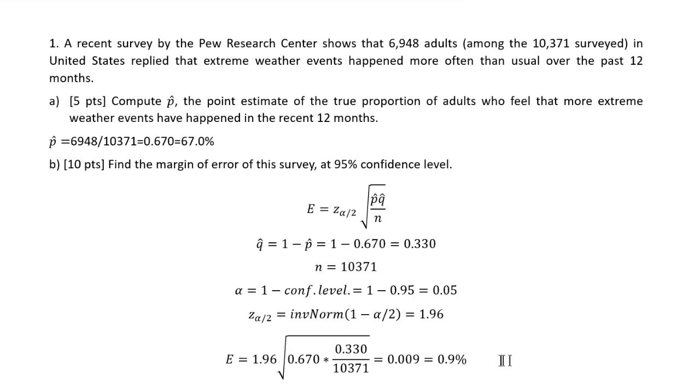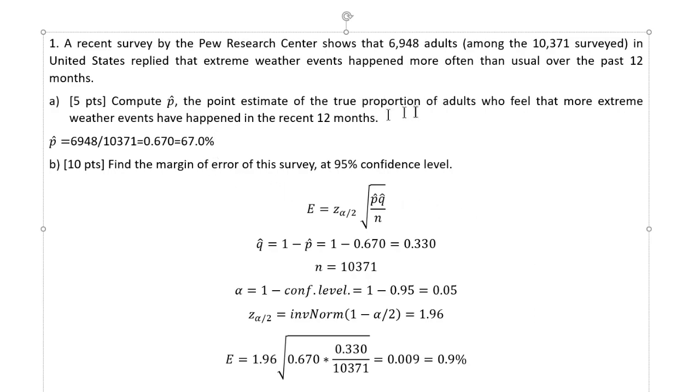Okay, so we have 0.9% as the margin of error. Now, what does that mean? That means that although we only have a sample and we don't know what's going to change if we sampled everybody in the United States, if our survey was done right, that the 10,371 adults were randomly selected and it's a good representation of the entire population, then we can be confident that at most the true population would be 67 plus 0.9, which is 67.9%, and at least it'd be 67 minus 0.9, which is 66.1%.